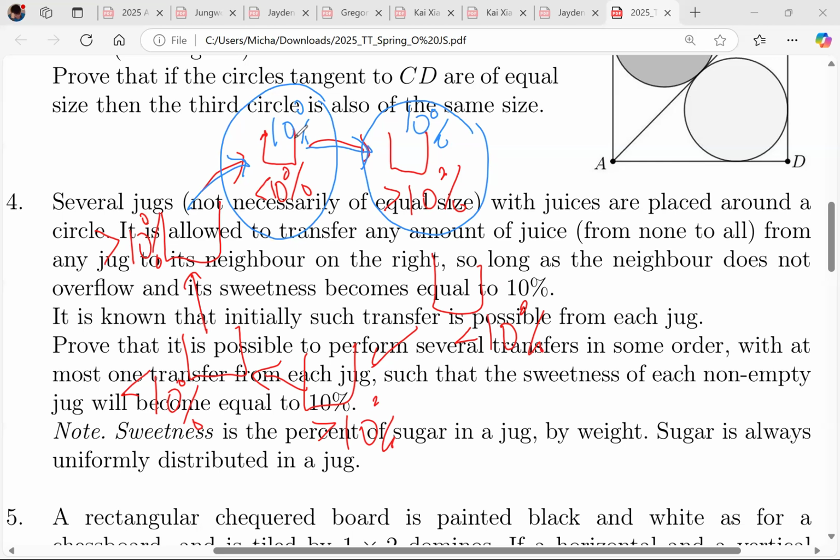Okay. And so you just keep doing this all the way around, right? That makes sense? Until you get to the last one. So basically all of these are 10%, right? Okay. And then you have one last jug left. Well, there are two possible cases. The jug is either empty, in which case you're done, okay? So you've achieved the goal. So we can assume it's not empty, yeah? But if it's not empty, it's going to have less than 10% because it originally had less than 10%, right?